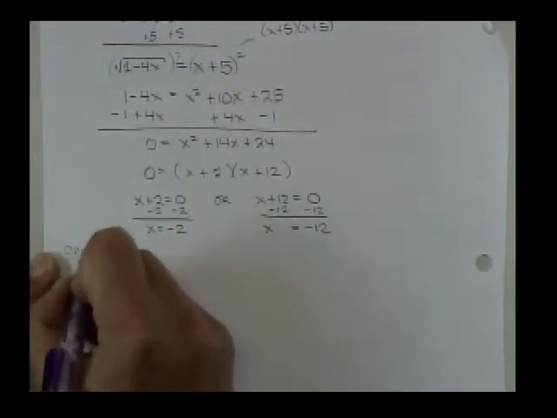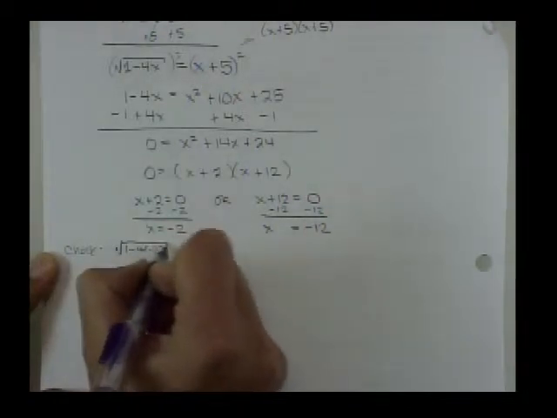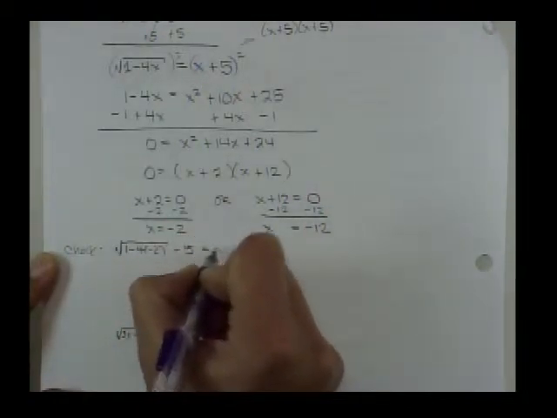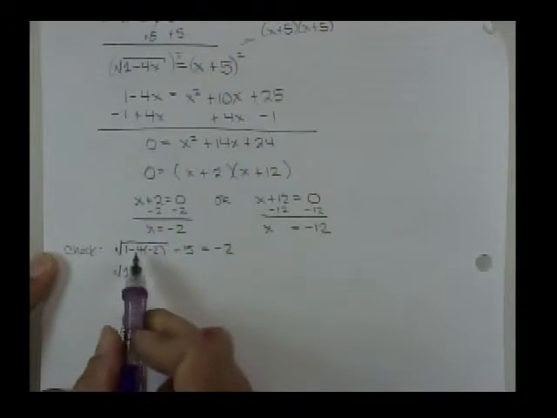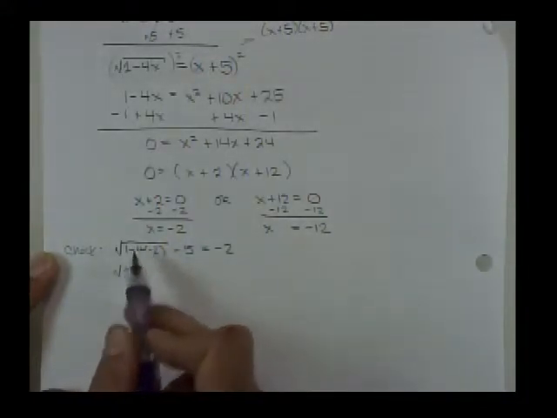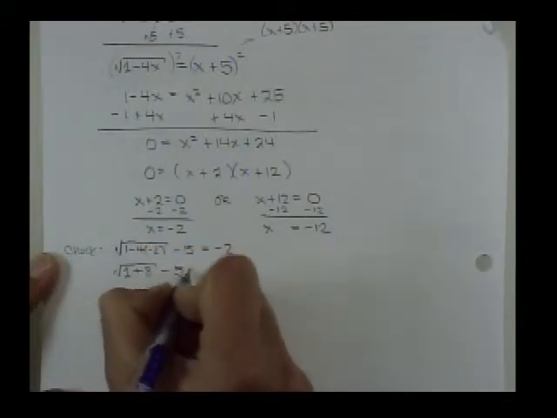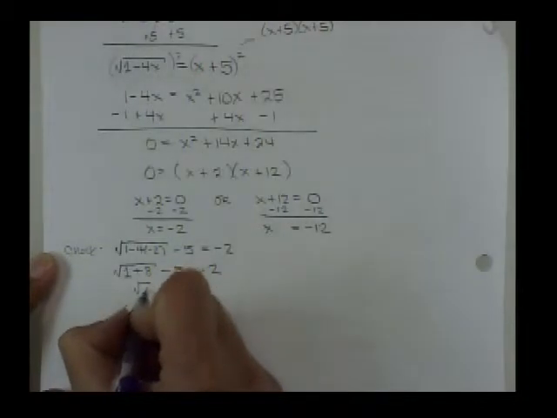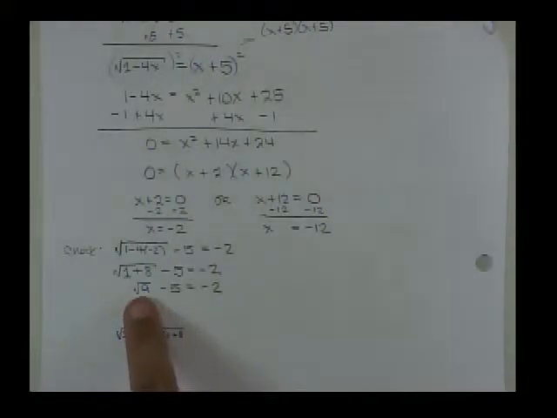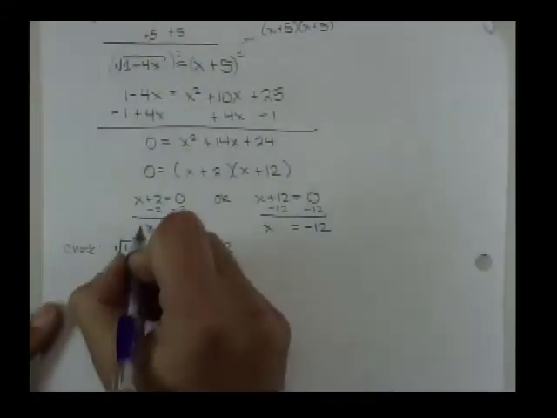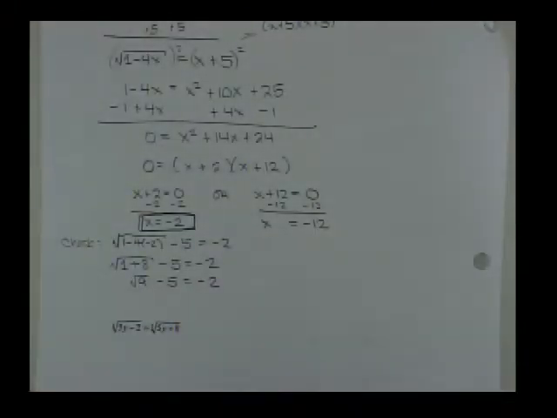So I'd get square root of 1 minus 4 times negative 2 minus 5 equals negative 2. So 4 times negative 2 is negative 8. 1 minus negative 8, that's plus 8. So that's the square root of 9 minus 5. That's true. Square root of 9 is 3. 3 minus 5 is negative 2. So I'm going to put a box around that one. Now let's check the other one.